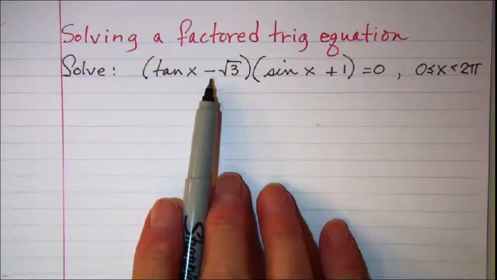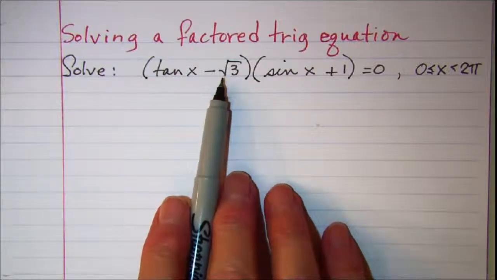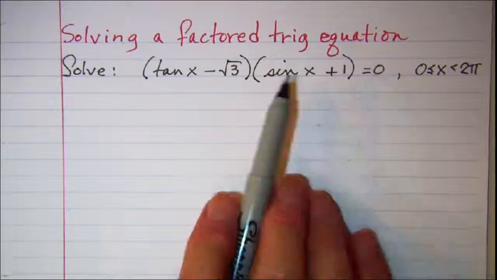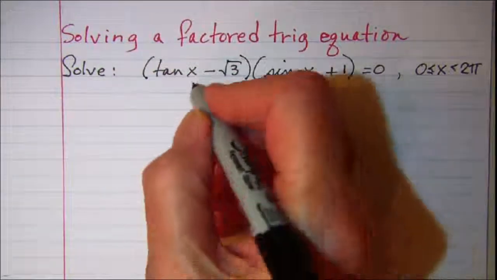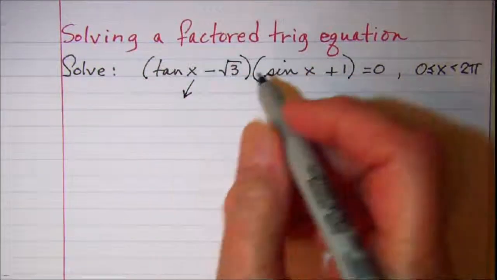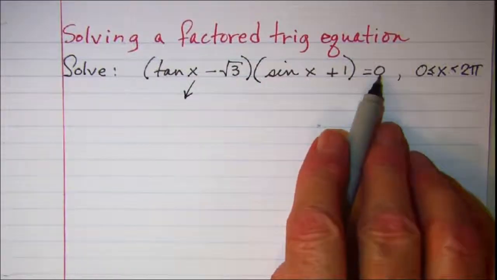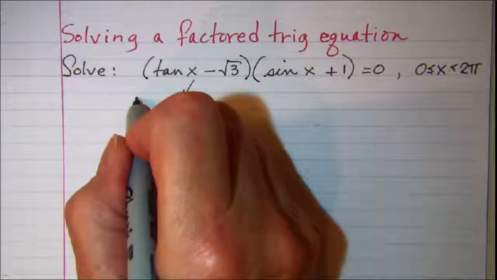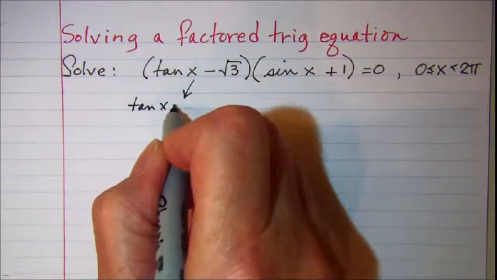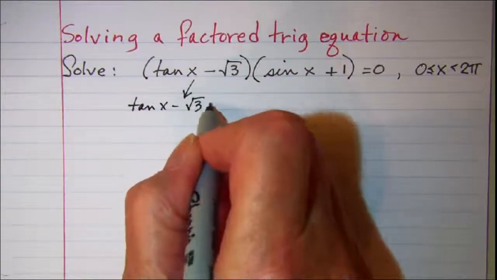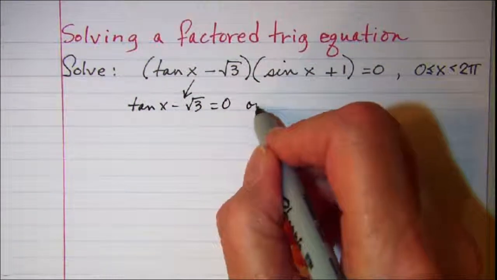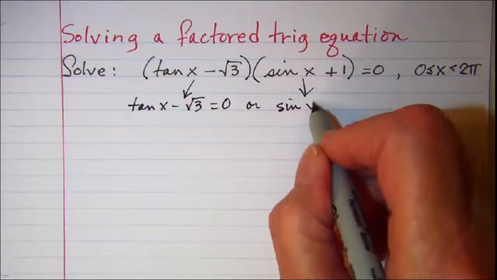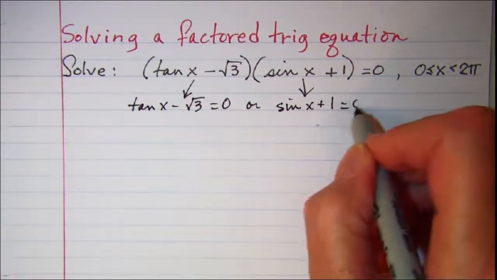So we know that whenever we have two things multiplied together and their product is 0, then we can use the zero factor property to set each of these equal to 0. And that only happens if it's equal to 0 on this one side. So we can say that tangent x minus root 3 is equal to 0, and then we can say sine x plus 1 is equal to 0.